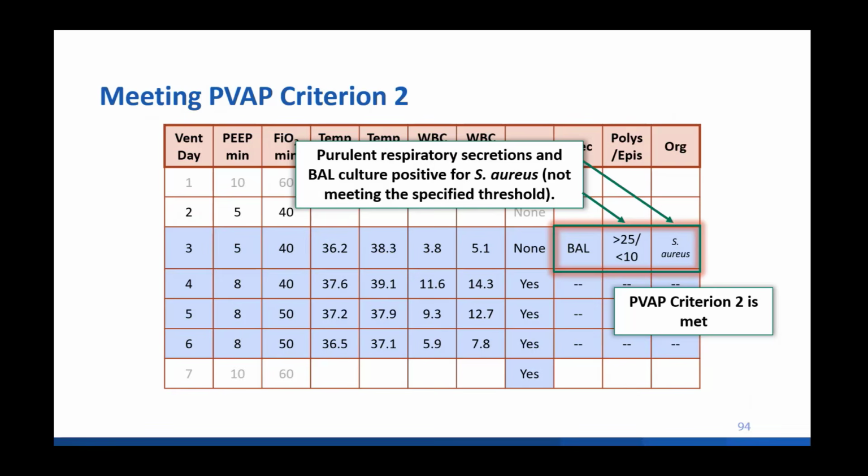Here we have a positive BAL culture with Staphylococcus aureus, but does not have a quantitative or semi-quantitative result. But since purulent respiratory secretions are also present, PVAP criterion 2 is met.